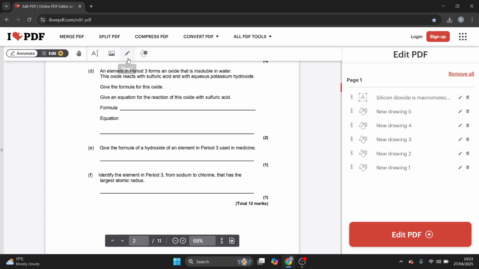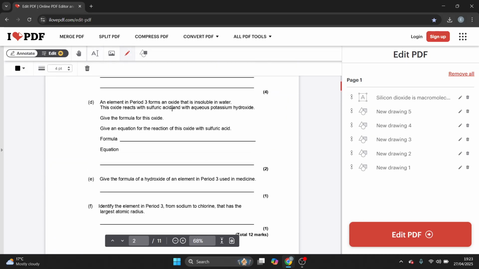Given the formula of an oxide that reacts with both acid and base, it's aluminium oxide, because that's the only one you study in period 3 oxides. The thing about this is it's called amphoteric. That's a very special feature of it.